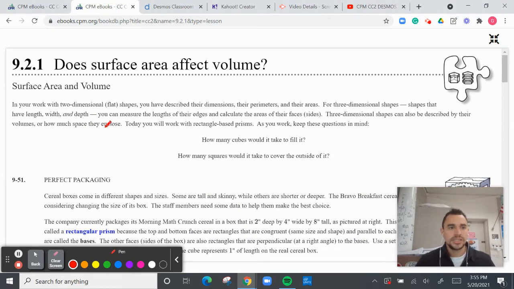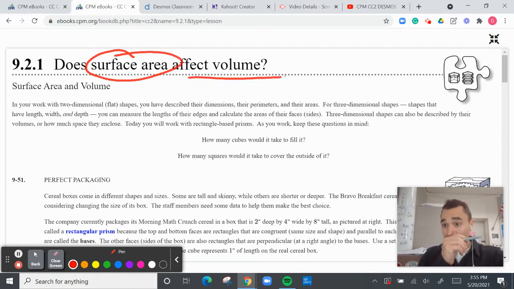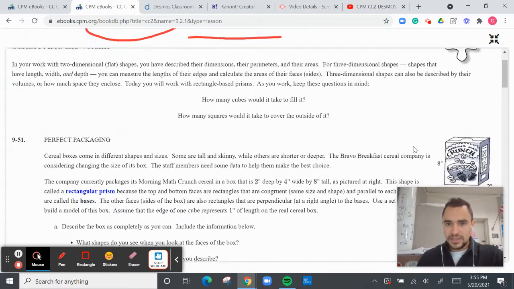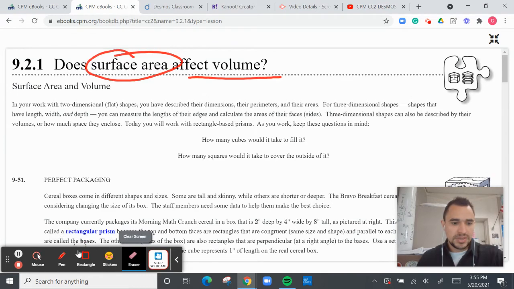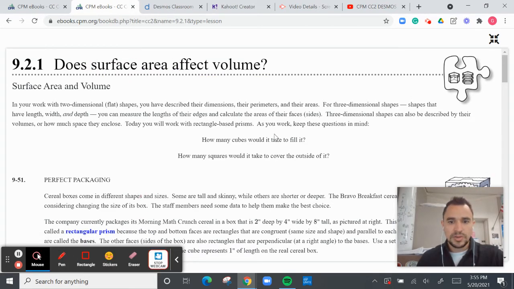Trochet with another lesson for 9.2.1. It's CC Core Connections 2, which is the seventh grade book. Sorry about that. So 9.2.1, surface area, and does that affect the volume? And actually vice versa. Does volume affect the surface area and all those things? So there's a few things that we need to talk about. I'm going to go through this very quickly, and not because I don't want to go in depth, but just because I think that we can speed things up a little bit more.